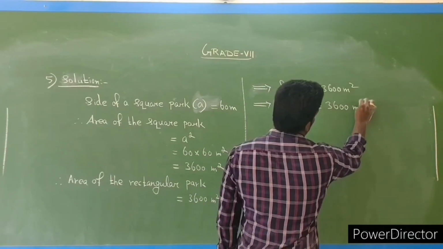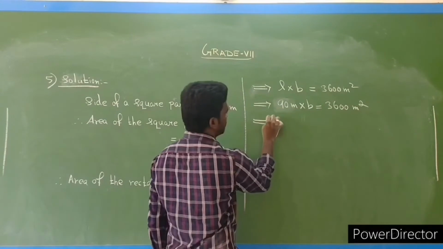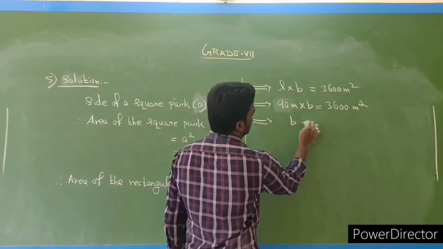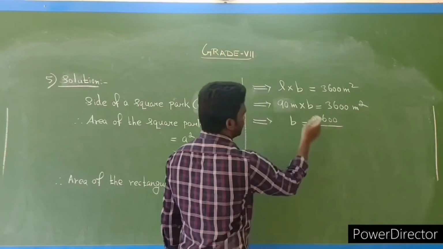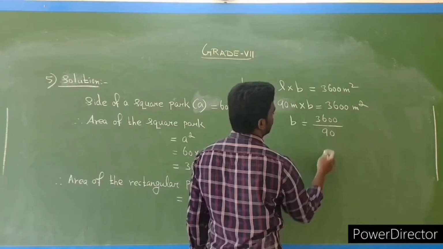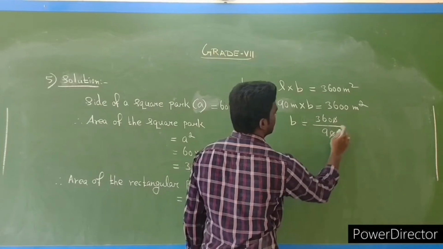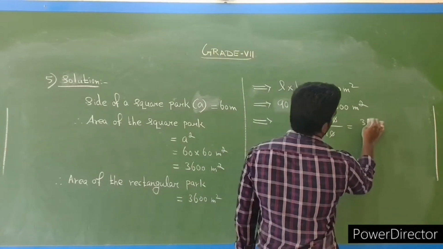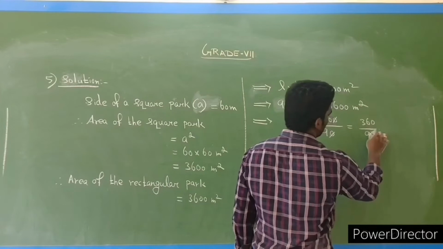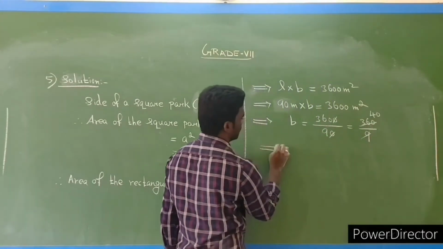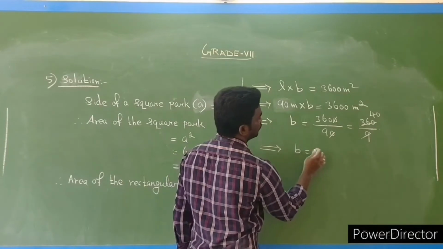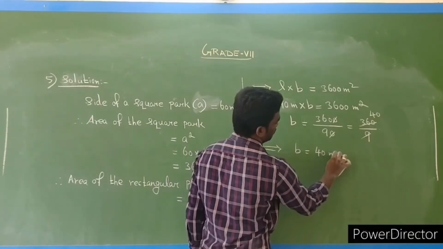We keep the value B on the left side and on the right side the value is 3600. This 90 transposes to division. So the 0 and 0 cancel, which is equal to 360 divided by 9. 1 9 is 9, 4 9s are 36. This implies that B is equal to 40 meter.